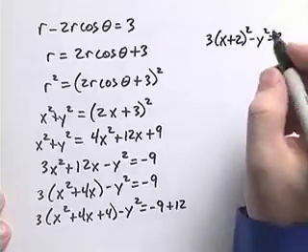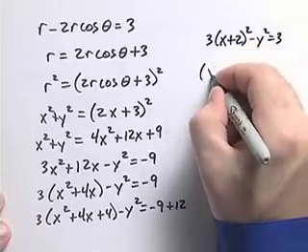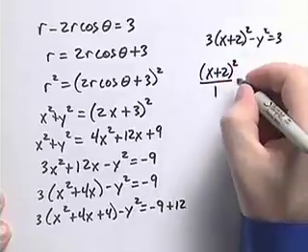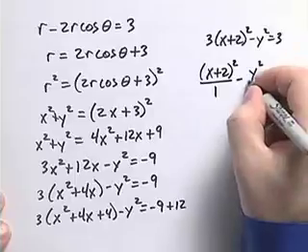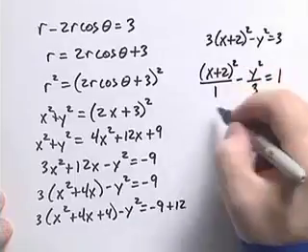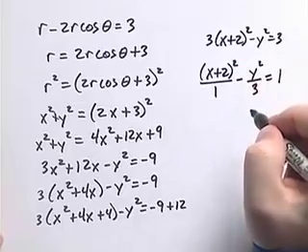And if we divide both sides by 3, we'll get x plus 2 quantity squared divided by 1 minus y squared divided by 3 is equal to 1. And that's our rectangular equation for the hyperbola.